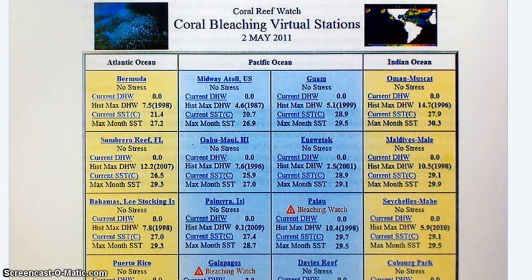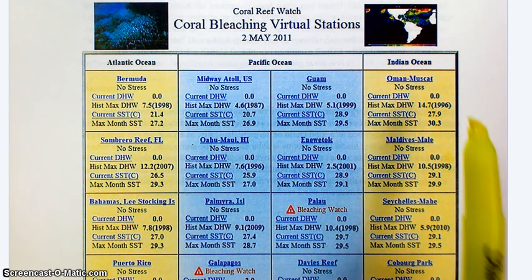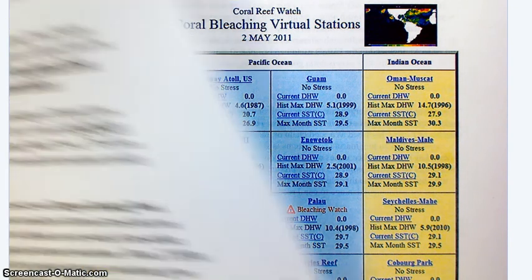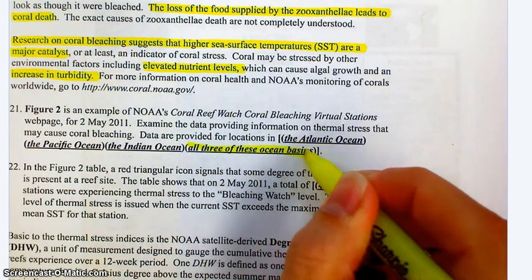All right, 21 says, examine the data providing information on thermal stress, meaning stress due to heat or increased temperatures, that may cause coral bleaching. Data are provided for locations in what oceans? Well, this column is the Atlantic Ocean, right here. These two columns is the Pacific, and this column is the Indian Ocean. So, on number 21, you have all three of these ocean basins.